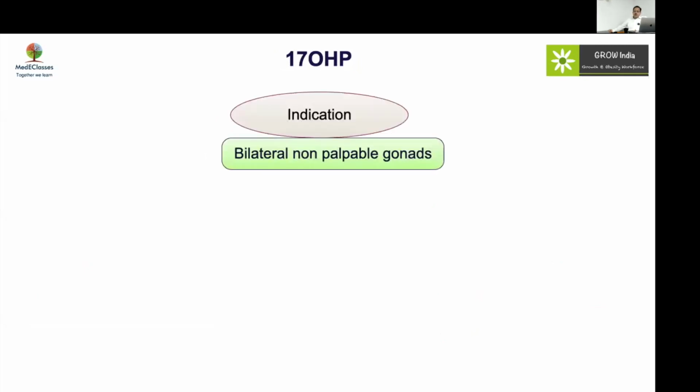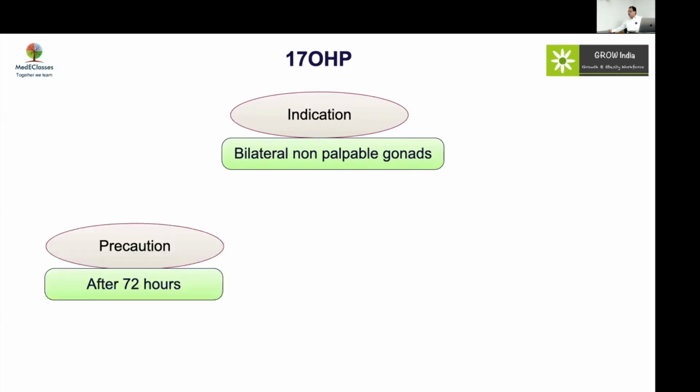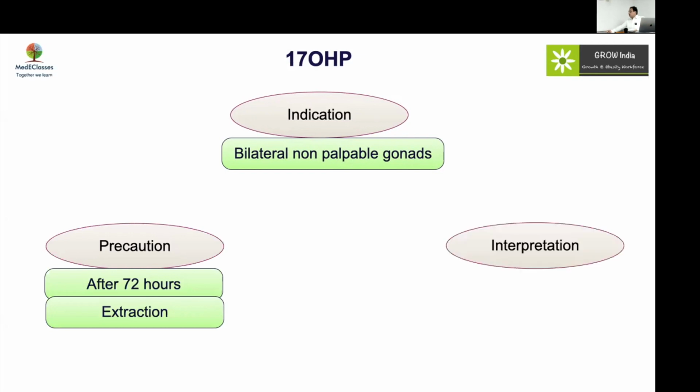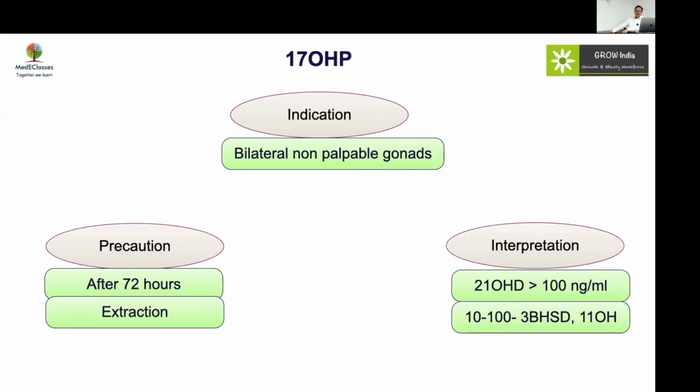The most important investigation in somebody who has a non-palpable gonad is 17-hydroxyprogesterone, because you want to exclude 21-hydroxylase deficiency right at the onset. The precaution, however, is not to rush. Crisis because of 21-hydroxylase deficiency will not happen before 3 weeks of life. So you wait till around 72 hours and do an extracted sample, because there are a lot of these metabolites circulating in this age group. If the level is really high, above 100, that will suggest the possibility of 21-hydroxylase deficiency.